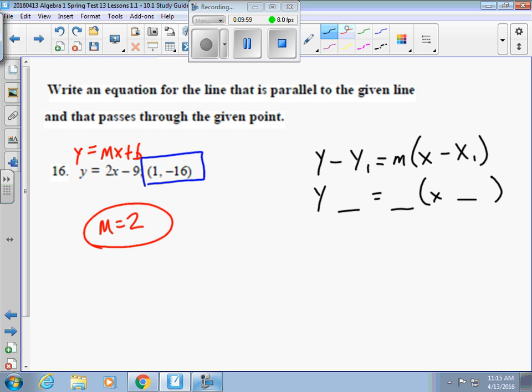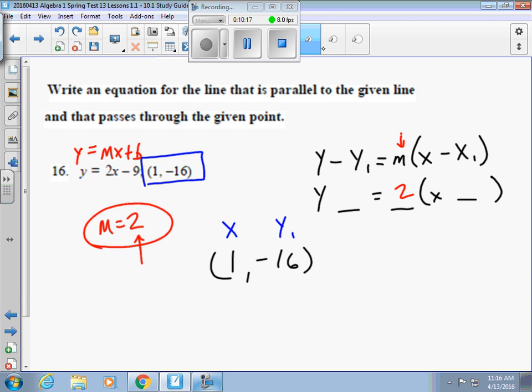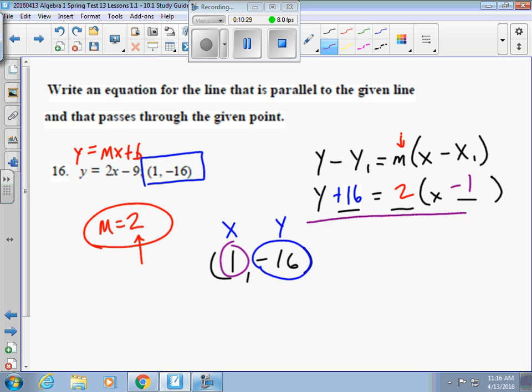m's easy. You plug in the value 2 just like it is in place of m. The x sub 1 and y sub 1 come from that point 1, negative 16 that you're given. This is your x value. This is your y value, but you're going to use the opposites of the values given. In place of y sub 1, it says negative 16. We're putting in plus 16. In place of x sub 1, it says 1. We're putting in negative 1. Here's your equation. y plus 16 equals 2 times x minus 1.